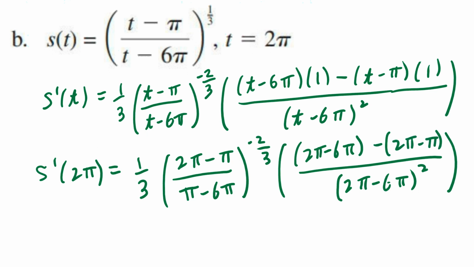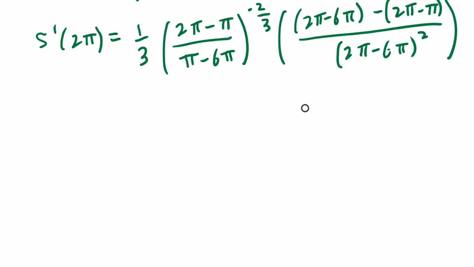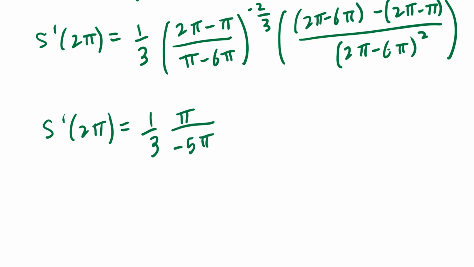Now at this point, you could take your calculator, turn it on, press clear, and work it out. But I'm going to demonstrate a little bit of mental math. So s prime of 2 pi equals 1 over 3. If you take 2 pi minus pi, that's going to be pi, divided by pi minus 6 pi, that's negative 5 pi, which I'll put in brackets, to the power of negative 2 over 3. So notice right now I can cross out pi divided by pi, which equals 1.